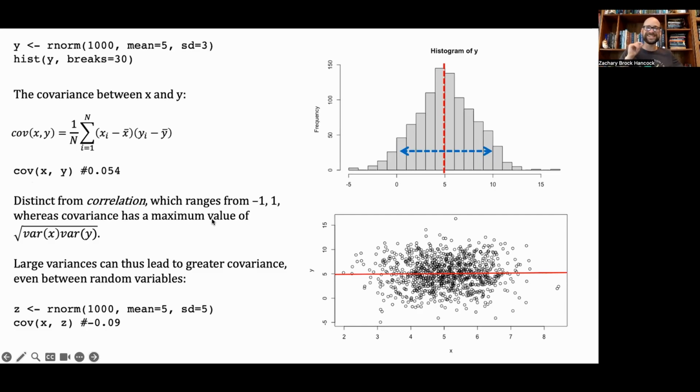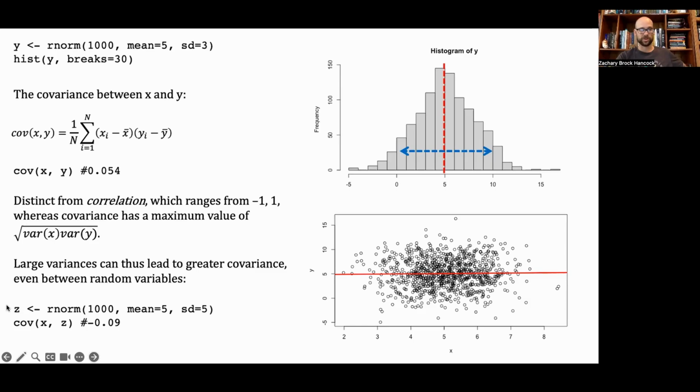Importantly, covariance is distinct from correlation. Correlation is the strength of the relationship between x and y, whereas covariance is the actual covariation between the two. So correlation ranges from -1 to 1, so it has a very hard upper and lower bound, whereas covariance has a maximum value of the square root of the product of the variance of x and the variance of y. This means, importantly, that if one of your vectors has a very large variance, you can increase the covariance between two terms, right? And again, even if they're random.